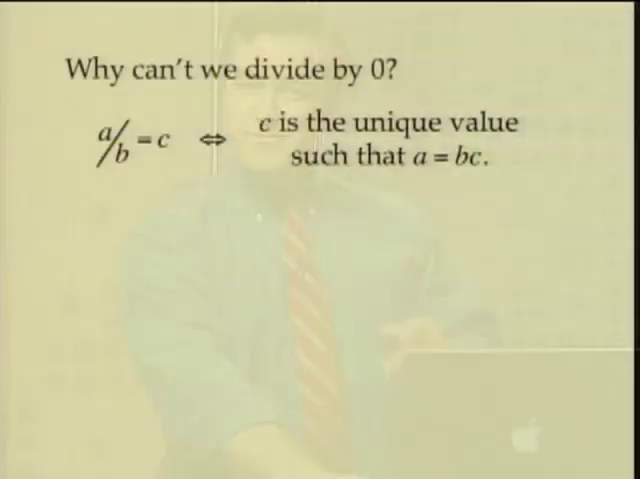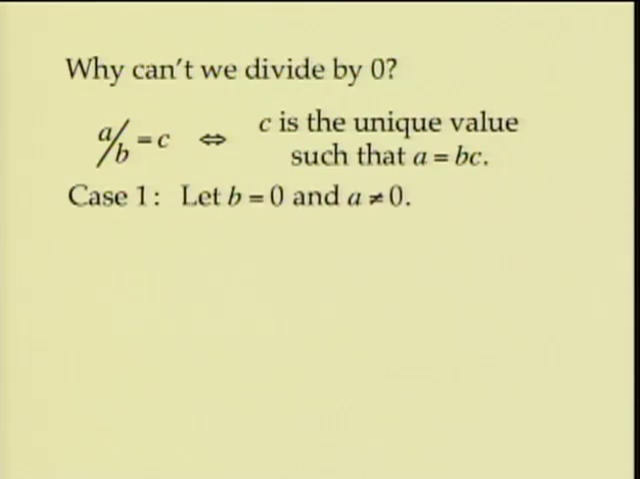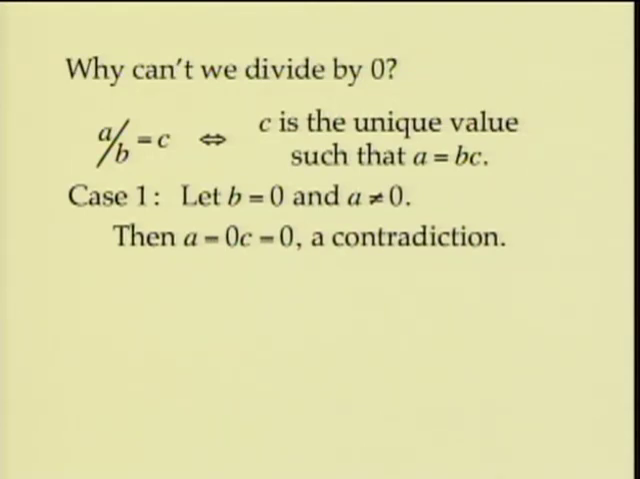I do want to say very quickly, this whole business of dividing by 0, why can't you do it? This is something we all take for granted, but probably nobody's ever explained it to you. What we mean when we say a divided by b is c is that a is equal to b times c, and that c is a unique value. So if b is 0, that turns into a equals 0 times c. And if a is not 0, we've got a problem because it has to be 0.